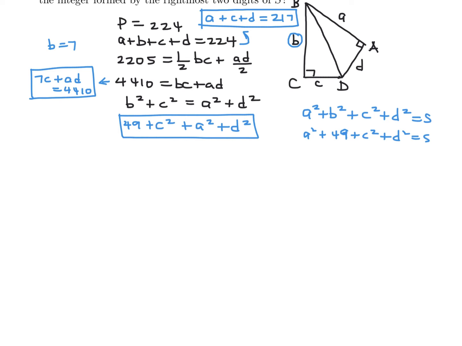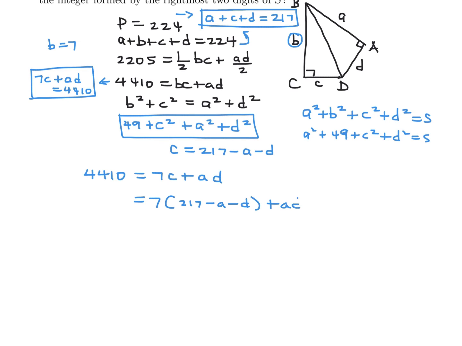Let's just start with this 4410 guy. This 4410 is 7c plus AD. Now, with this formula right here, I can isolate for something. I'll isolate for c. From that formula, c would be 217 minus a minus d, right? So I'm going to plug that in there. So we got 217 minus a minus d plus AD, like that, 4410. And I think now we can probably progress to something.